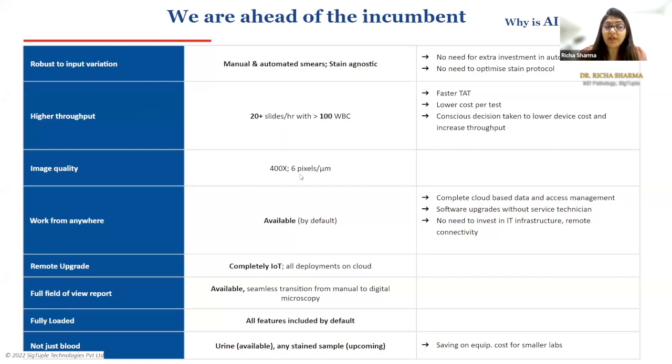Then we have 400x magnification. You can work from anywhere. That is by default. This is how it works. So this machine you can install in some village in Rajasthan, and you can sit and report in Karnataka. There won't be any issue at all. So that is enabling telepathology.